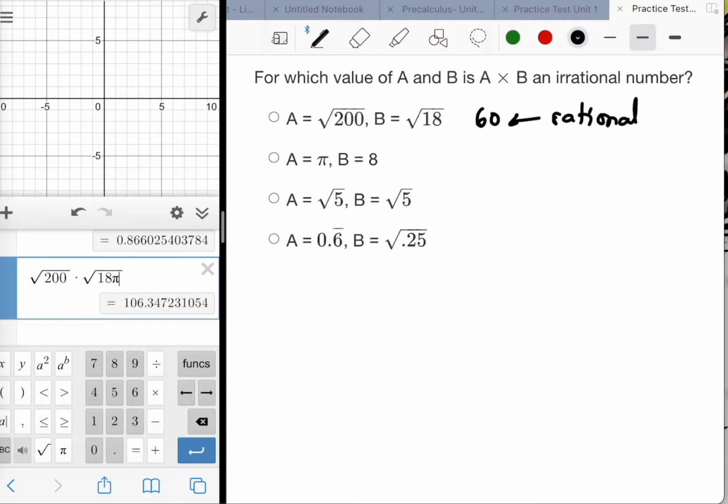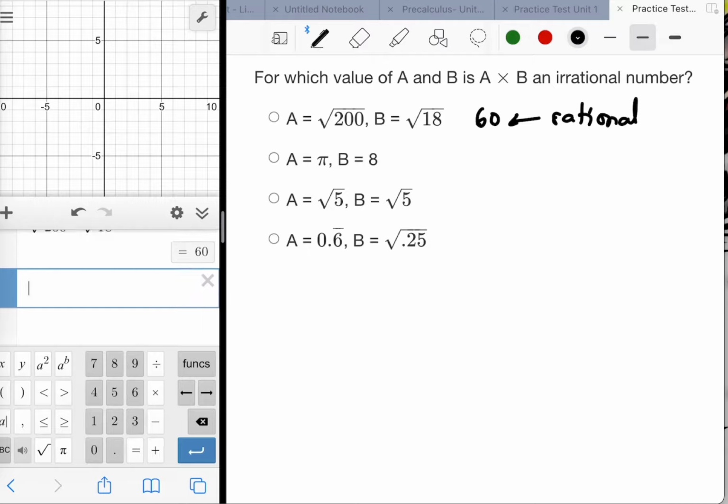Pi times 8. Oops. Pi times 8 gave us an ugly decimal. The decimal doesn't repeat. It never ends. And it also, the little Desmos trick, doesn't give us a little fraction icon on the left. So we know that this is irrational.